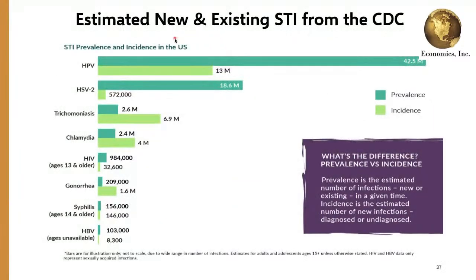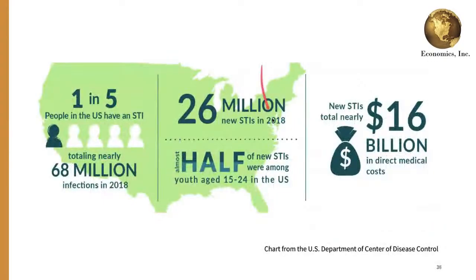And then here's the new and existing STIs. As you can see here in America, how much money went to these? Well, you can see about 16 billion, 26 million new STIs in 2018. 1 in 5 people have an STI, totaling 68 million in 2018. Where is this coming from? U.S. Center for Disease Control, and we definitely want to help the youth, because they're most susceptible to this. So youth around 15 to 24, almost half of the new STIs.